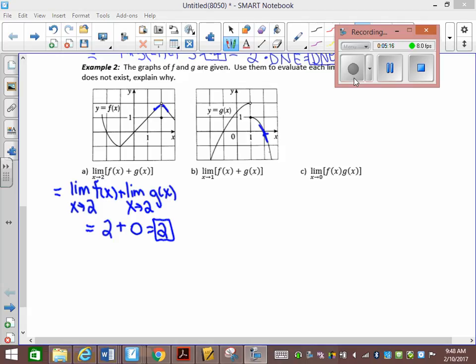And this is going to be addition. So the limit as x approaches 1 of f of x plus the limit as x approaches 1 of g of x. So as I approach 1 from the left and 1 from the right, I'm approaching 1. As I approach 1 from the left and 1 from the right on g, from the left I'm approaching 2, from the right I'm approaching 1. So it does not exist.